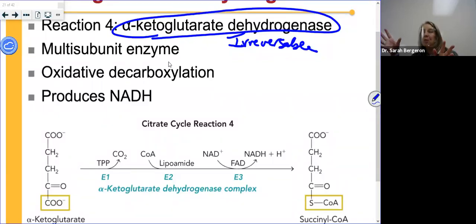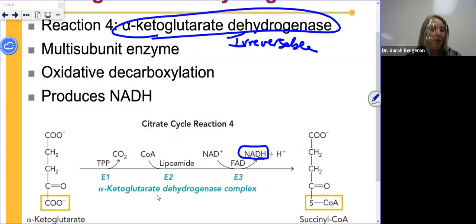And so, like y'all were saying before, this is going to also be regulated by the energy charge of the cell, right? Just like pyruvate dehydrogenase. Because NADH is a product, it can be negatively regulated by NADH levels. It can also be positively regulated by NAD plus levels, right? There's a lot of overlap in this stuff. So the way to study is to look for that overlap because that's going to help you out a lot.